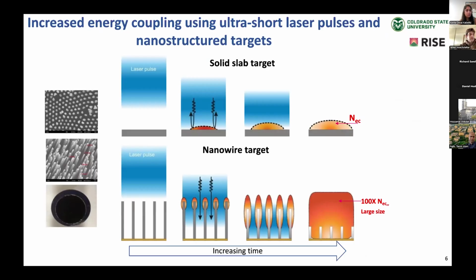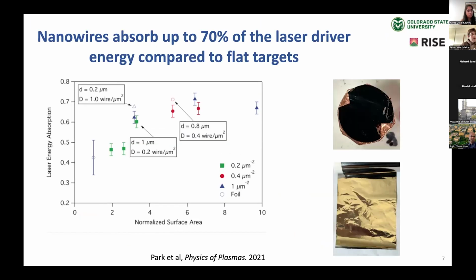Nanostructures have the advantage for fusion because they absorb more of the laser light than flat targets. And the wires or the nanostructures also act as microaccelerators. Long aspect ratio nanowires have the advantage of absorbing nearly all the incoming laser light and laser energy compared to a flat target, which doesn't absorb nearly as much. Flat targets absorb 30 to 50% of the incoming laser light, and nanowires absorb up to 70% of the laser light.